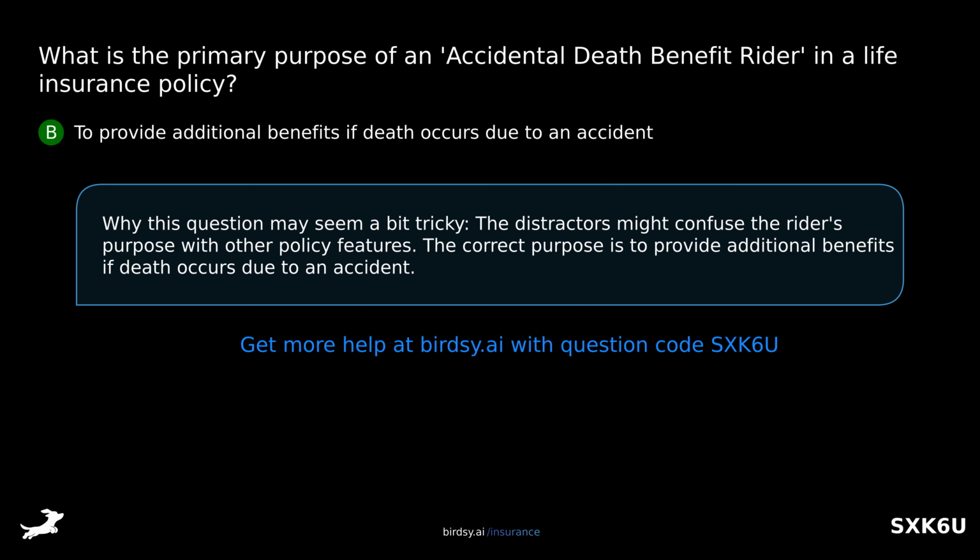Why this question may seem a bit tricky. The distractors might confuse the rider's purpose with other policy features. The correct purpose is to provide additional benefits if death occurs due to an accident.